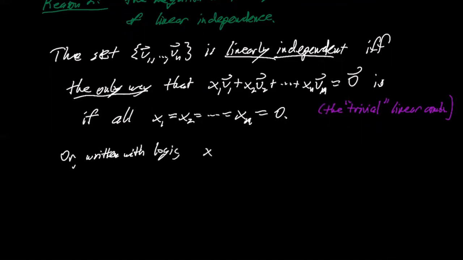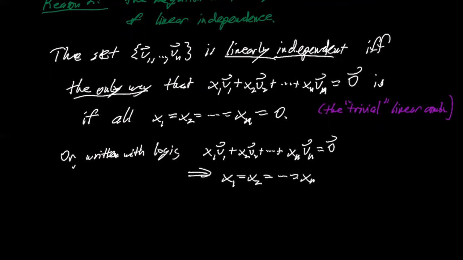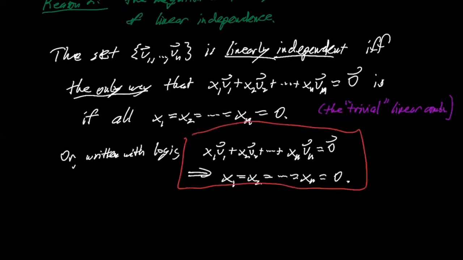we would say basically the set is linearly independent if this equation implies that x1 equals x2 equals, and so on, equals 0. I'm not really saying anything new. I'm just saying you'll see this definition a lot in books and stuff, this part right here, for linear independence. Okay, you'll see that a lot.